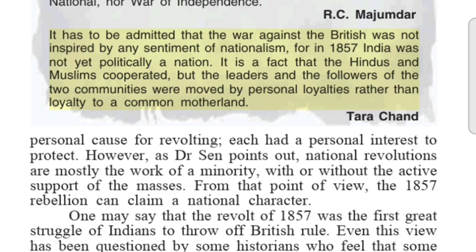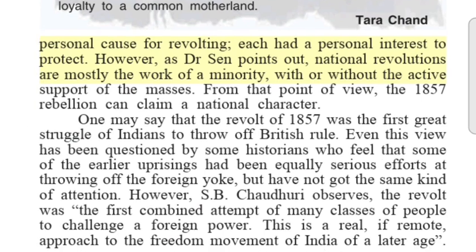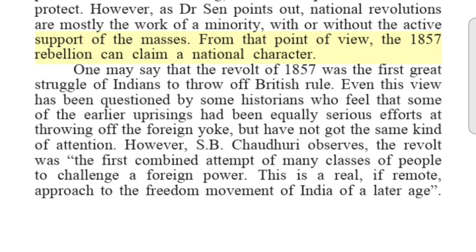It is a fact that the Hindus and Muslims cooperated, but the leaders and the followers of the two communities were moved by personal loyalties rather than loyalty to a common motherland. Tara Chand: Each had a personal cause for revolting, each had a personal interest to protect. However, as Dr. Sen points out, national revolutions are mostly the work of a minority, with or without the active support of the masses. From that point of view, the 1857 rebellion can claim a national character.